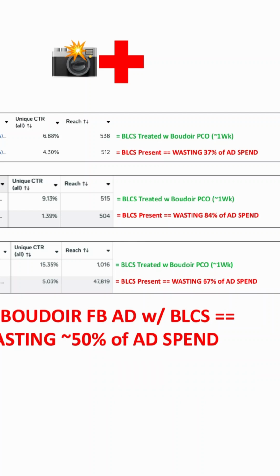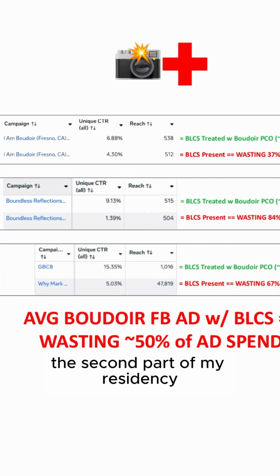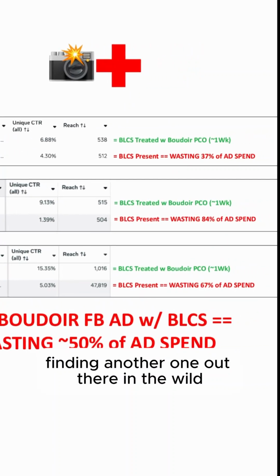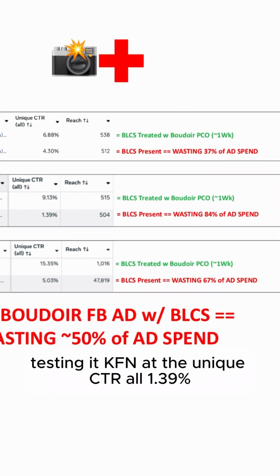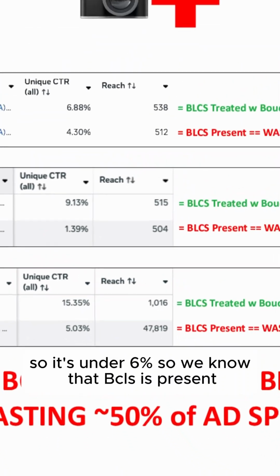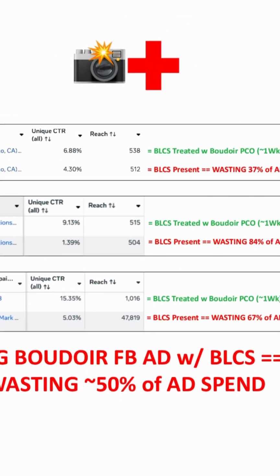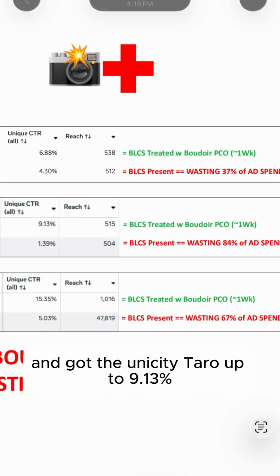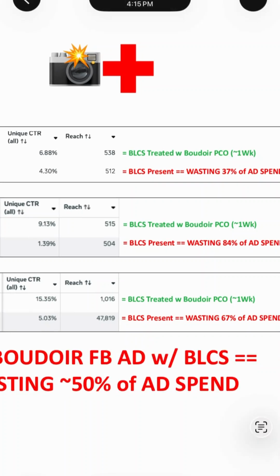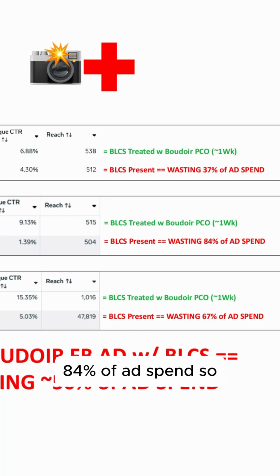Now, the second part of my residency, finding another one out there in the wild, bringing it to the hospital, testing it. Okay, found out the unique CTRL was 1.39%. So it's under 6%, so we know that BLCS is present. So I duplicated it, treated it with Boudoir Pico, takes about a week, and got the unique CTRL up to 9.13%. Way better. So we found the original Boudoir Facebook ad is wasting 84% of ad spend.